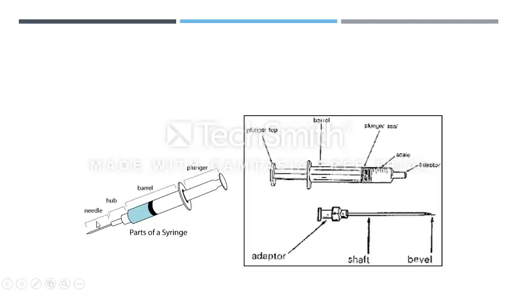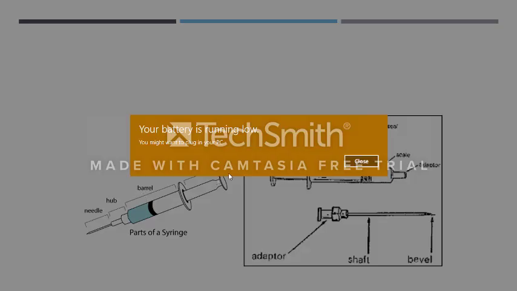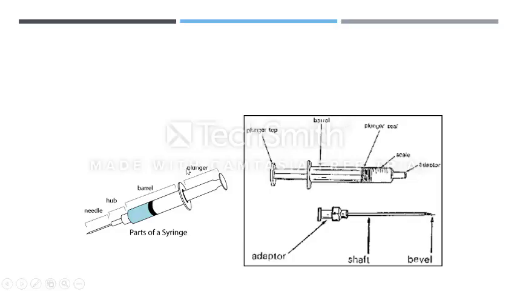So this is a clear picture of the labeled parts of a syringe. We have the needle, the hub, the barrel, and the plunger.